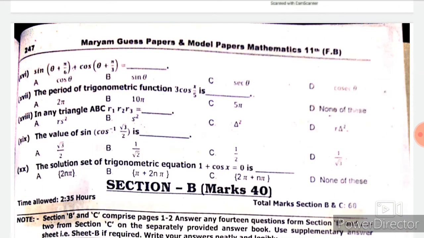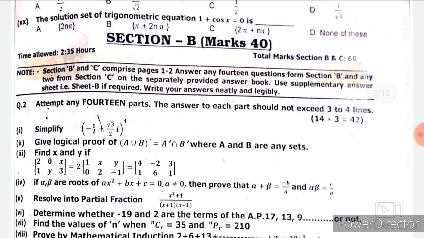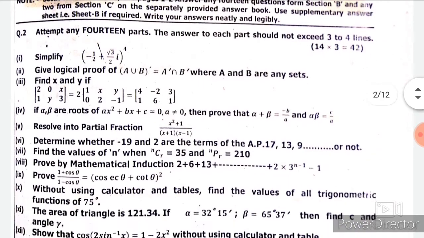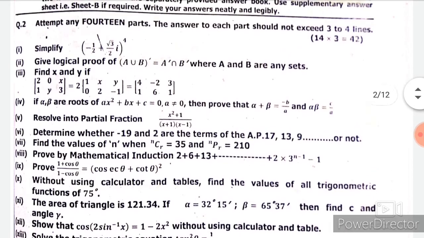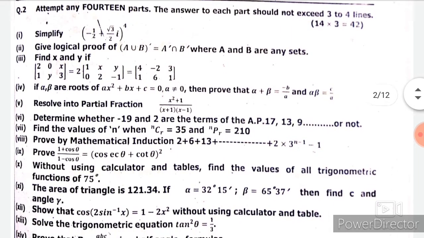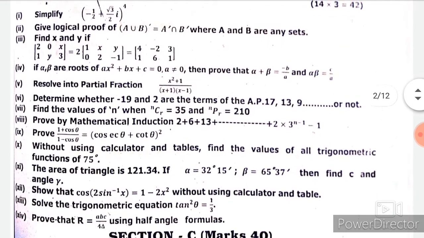Now Section B, which contains 40 marks. You have to attempt 10 parts out of 14 parts. So these are the 14 question answers.